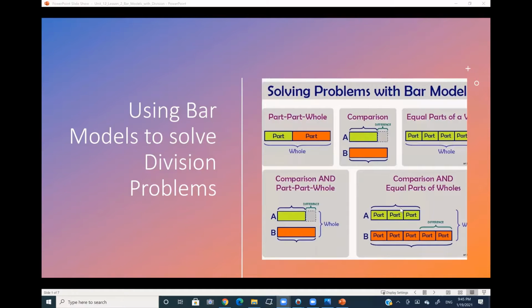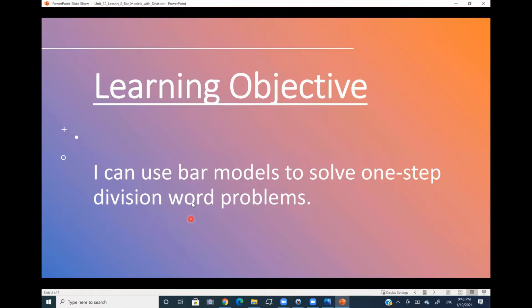Hello, boys and girls. Today we're going to be using bar models to solve division problems. Our learning objective for this lesson is: I can use bar models to solve one-step division word problems.